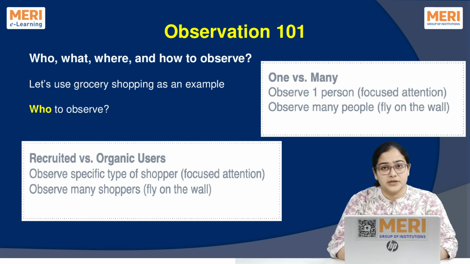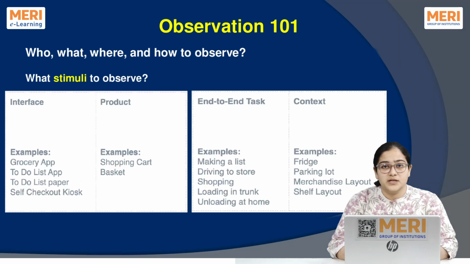Another important question is, what stimuli should be observed? Stimuli refers to different factors that influence user behavior. These could include environmental conditions, product designs, store layouts, signage, pricing information, or even interaction with other people.